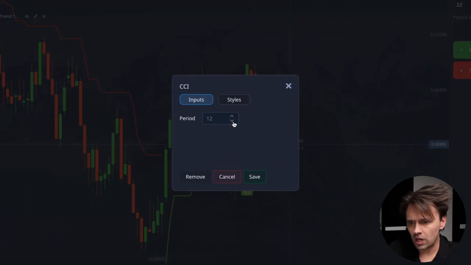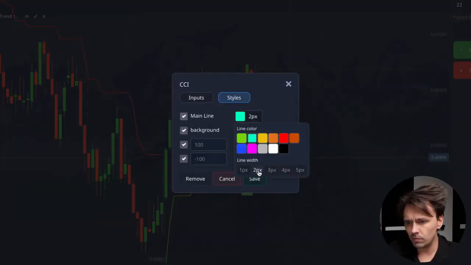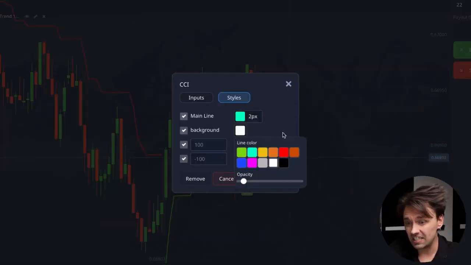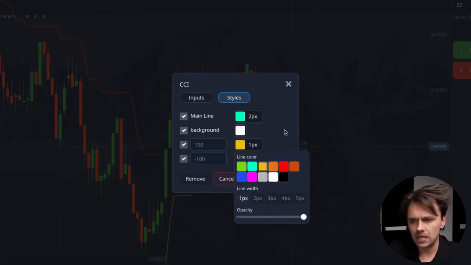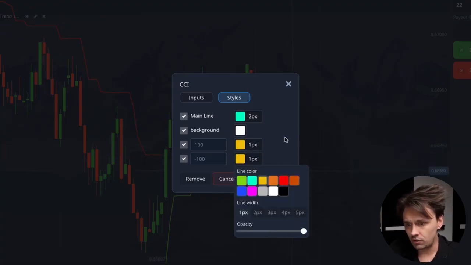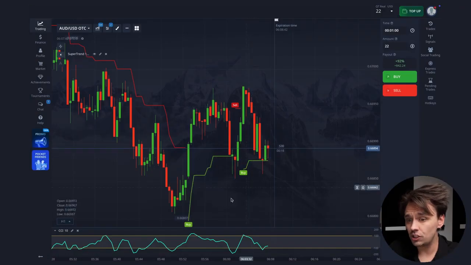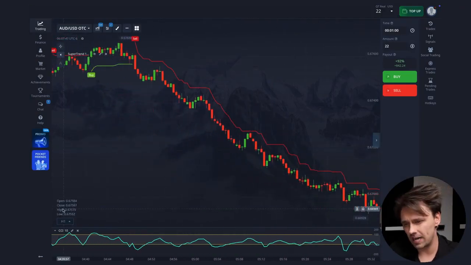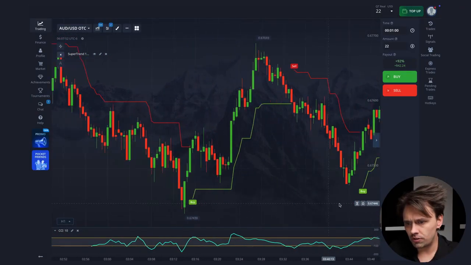Next, CCI shows how much the price has deviated from its average value. Period 10, this makes CCI sensitive and catches the actual movement, not the noise. For the style, the main line will be blue, the channel itself white, and I'll set the boundaries to yellow. So it is done. SuperTrend shows the direction and CCI shows the strength and timing for entry. So we're pretty much done here.